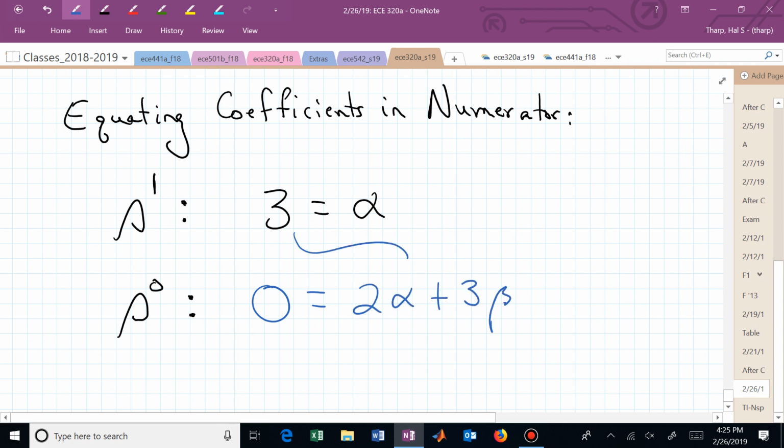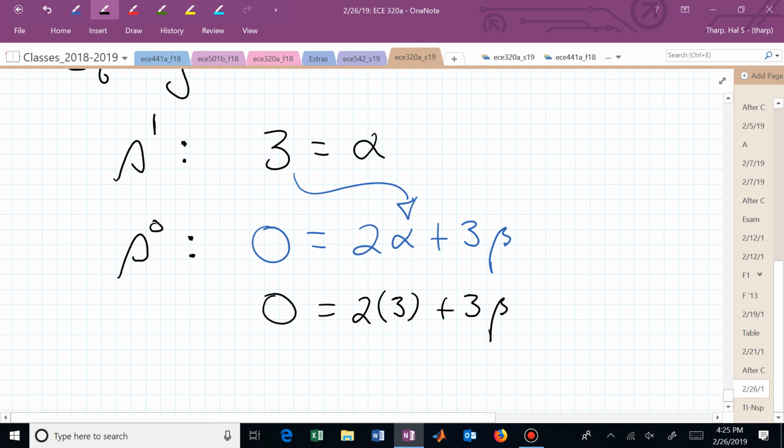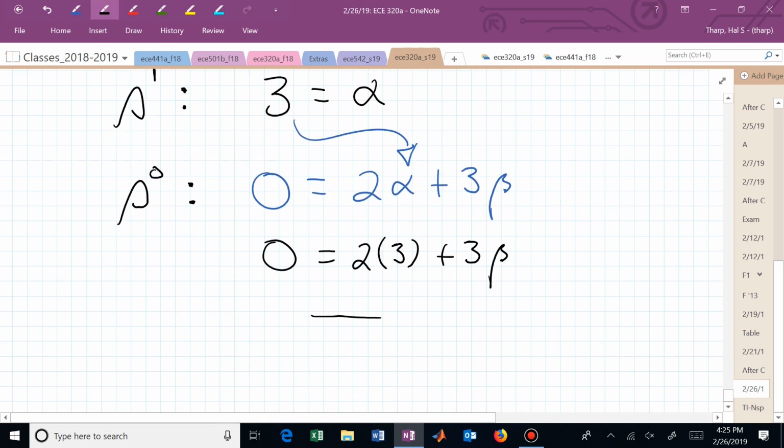And I already know what alpha is. It's 3. So that now I can say, this is 2 times 3 plus 3 times beta, and that has to equal 0. I can divide a 3 out, and I now see that beta must be minus 2 to make that true. Beta is now minus 2.